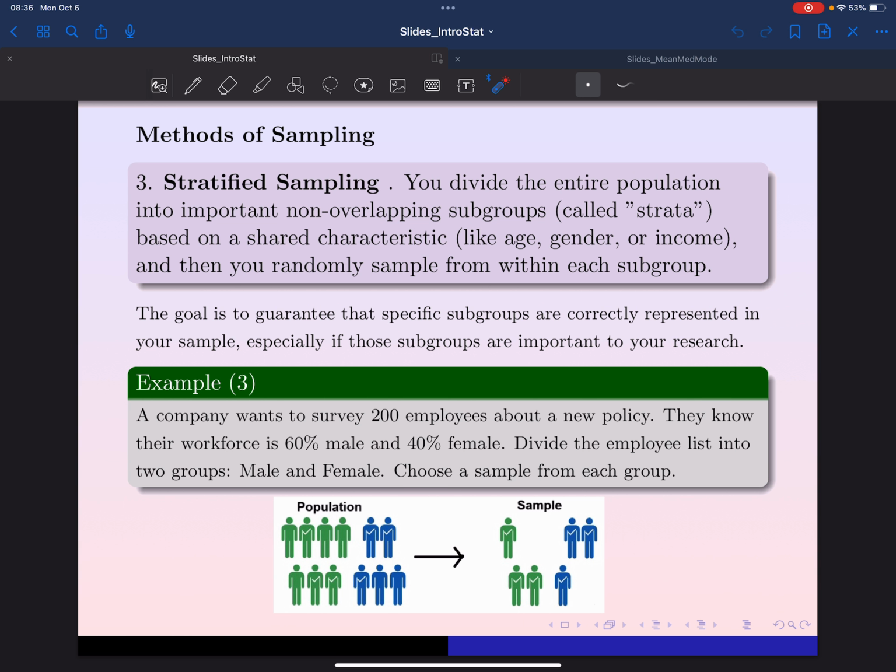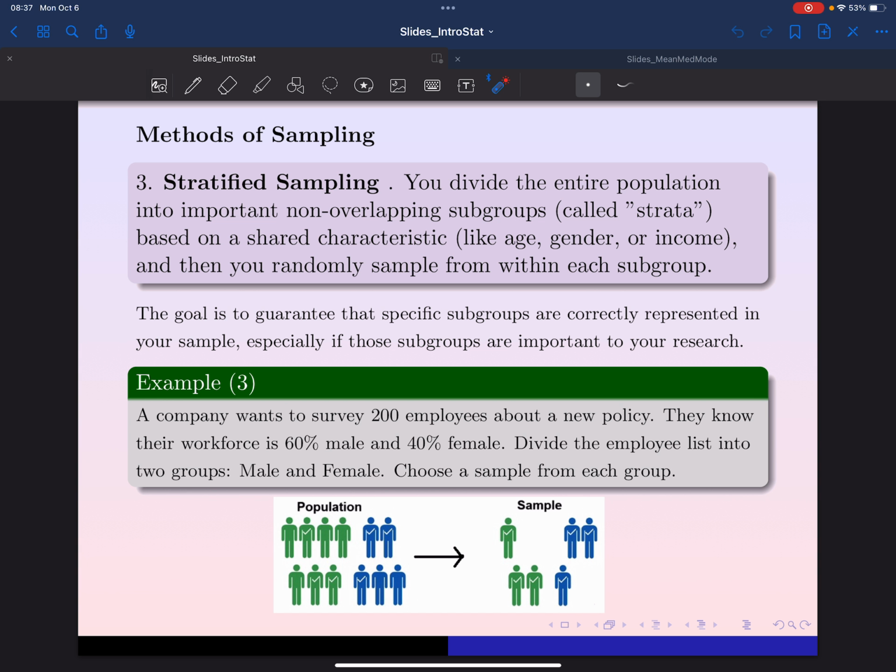Another method of sampling is called stratified sampling. Stratified sampling is when we divide the entire population into important non-overlapping subgroups. Those groups are called strata, based on shared characteristics, for example by age, gender, income, or grade. Then you randomly select a sample from each subgroup. The goal is to guarantee that the specific subgroups are correctly represented in your sample, especially if those subgroups are important for your research.